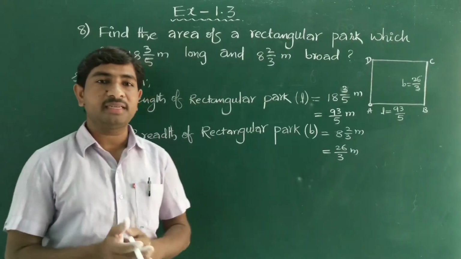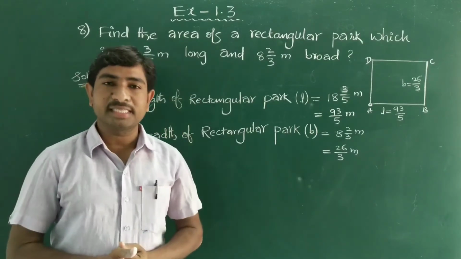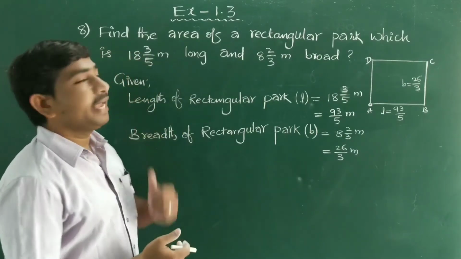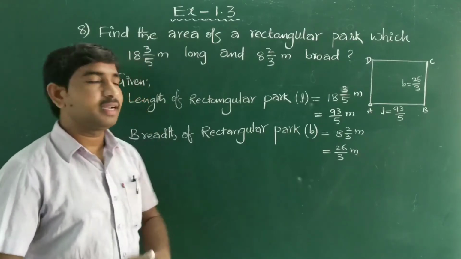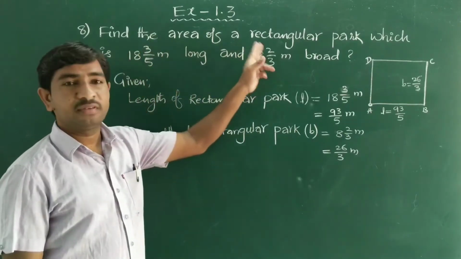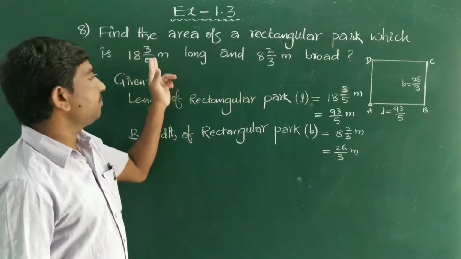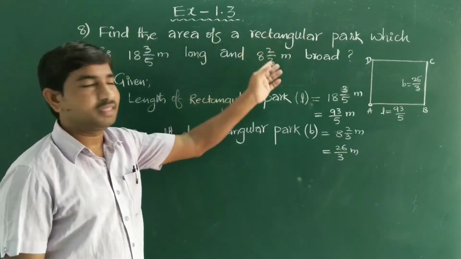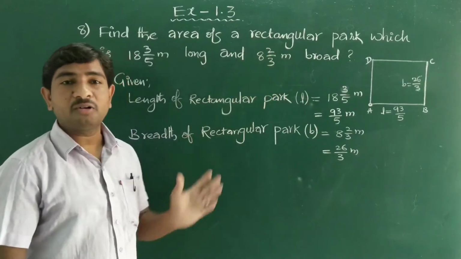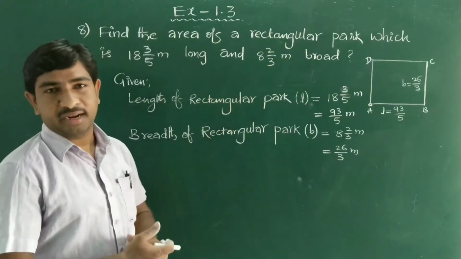Going to explain the 8th class exercise 1.3, 8th problem. Find the area of a rectangular field which is 18 3/5 meters long and 8 2/3 meters broad. So we have to find the area of the rectangular field.